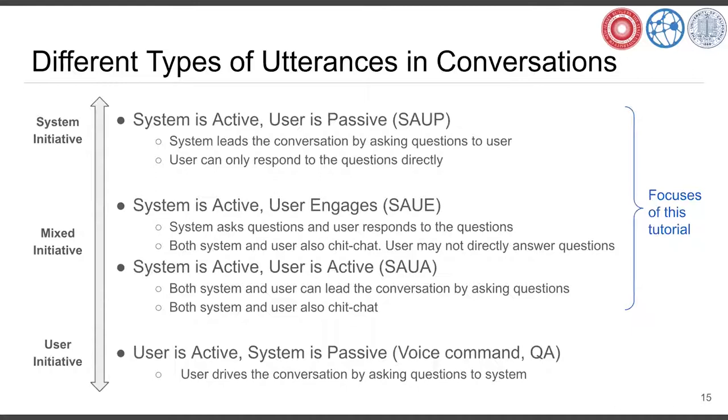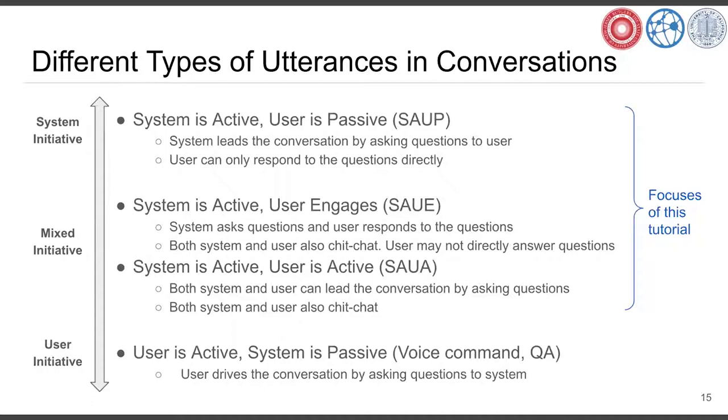So as I said, if we consider different types of utterances in the conversation, we may have these paradigms. If you look at the first paradigm, we call it the system is active and the user is passive, or SAOP. In this paradigm, the system will lead the whole conversation by asking questions to the user. And here the user somehow passively responds to the questions and directly answers the question. This is more related to the system initiative in conversational AI.